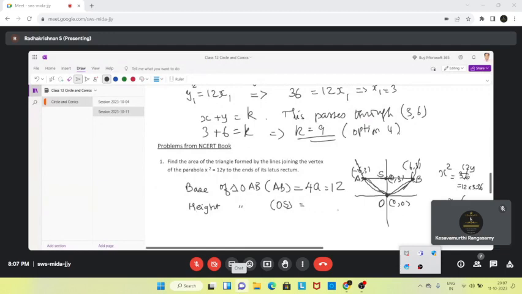And what is the height? We can see that the focal distance, the distance between the focus and the vertex, is 3. So we have determined the height. Area is base into height by 2, that's all. 18 square units.